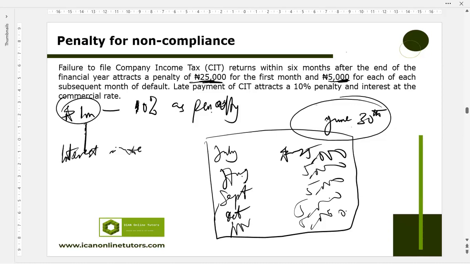Plus interest at the prevailing commercial bank rates, or the prevailing monetary policy rates. Are we together?